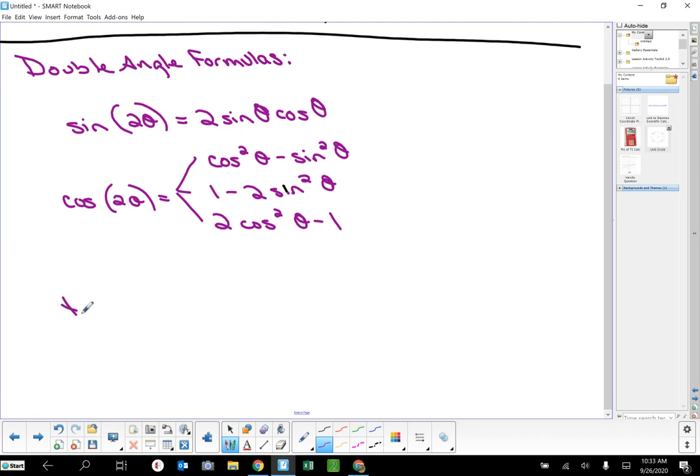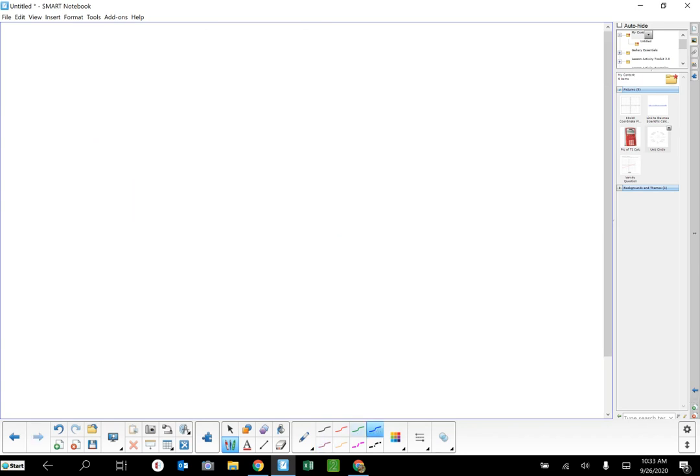And then we have tangent of 2 theta. And that is equal to 2 tangent theta over 1 minus tangent squared theta. Okay, so that's your list of double angle formulas. And like I said, I'm going to give you all the formulas, and then we'll talk about how to use them. I just have these on a single sheet and then referred to those. So I'm going to go to a different screen, but you should be able to fit all of these on one sheet of paper.